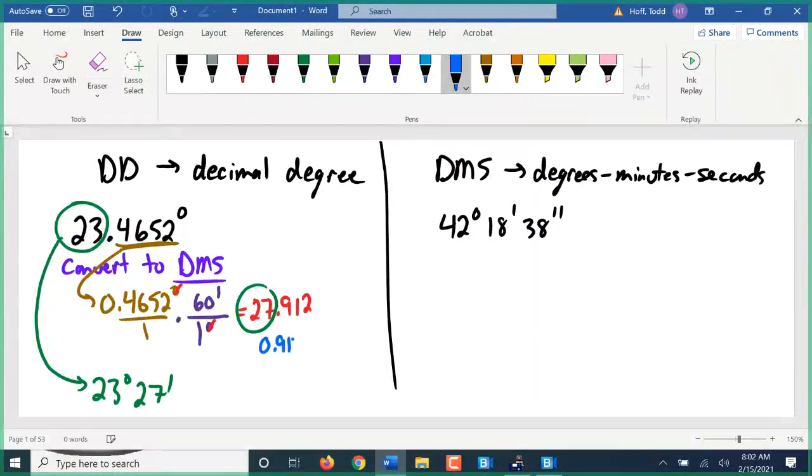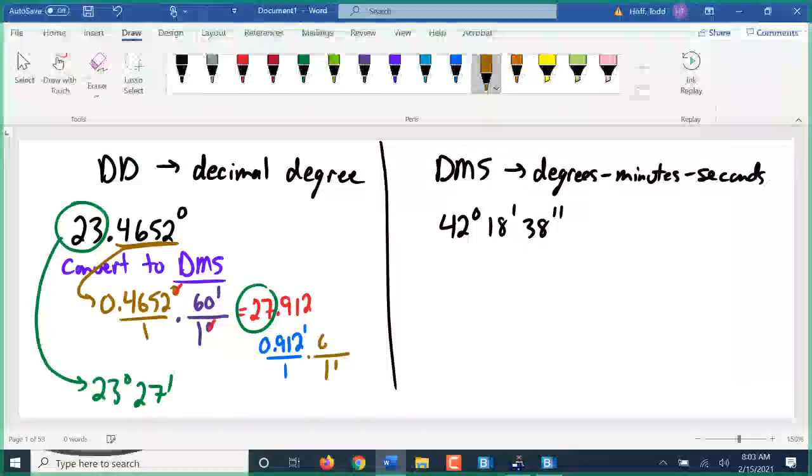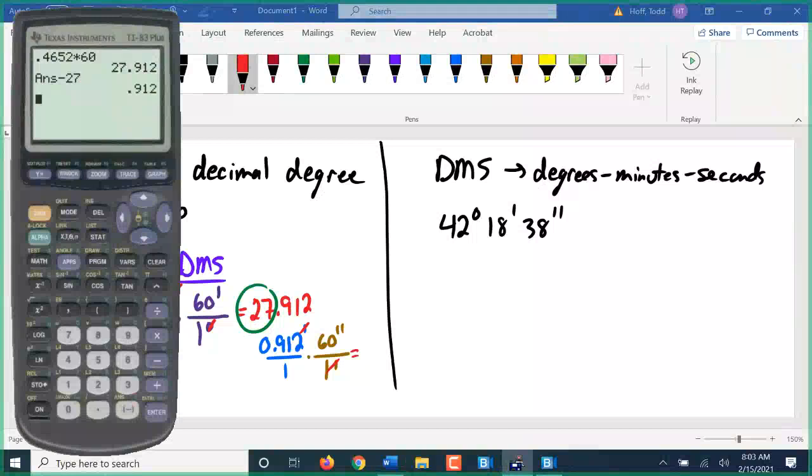Take the 0.912 off of that, that's still minutes. And I'm going to multiply by 1 minute on bottom. Top. Now the minutes cancel out at 0.912 times 60, 54.7. Now, depending on what you're working with, most calculators go to a tenth of a second.